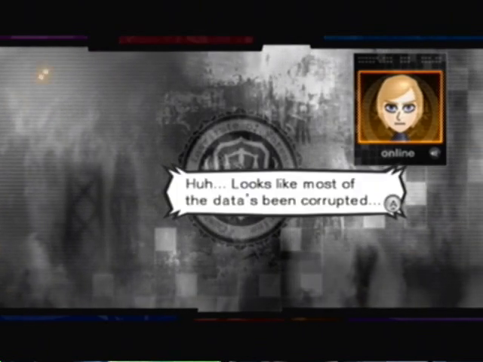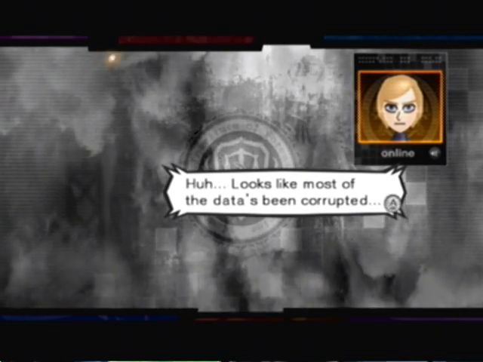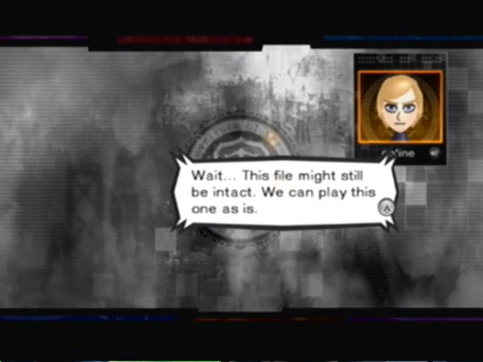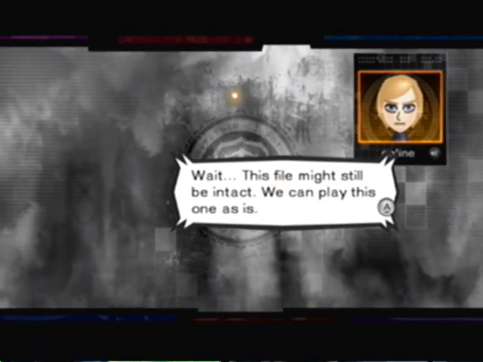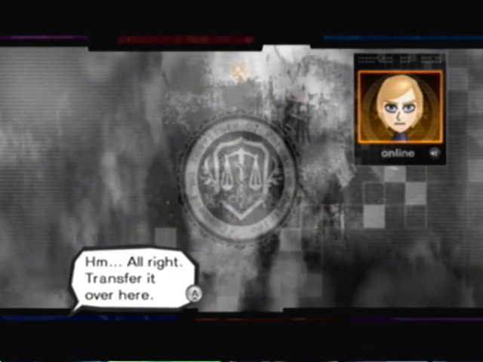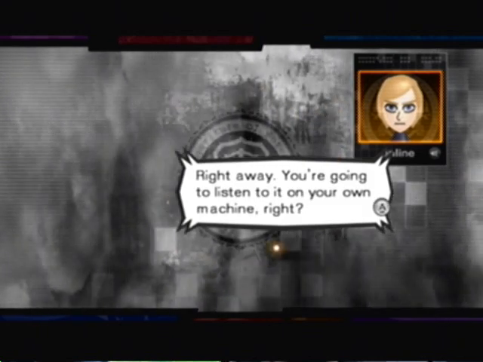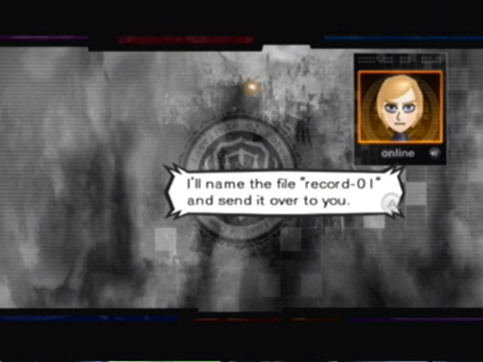Looks like most of the data's been corrupted. Wait, this file might still be intact. We can play this one as is. All right. Transfer it over here. Right away. You're going to listen to it on your own machine, right? I'll name the file Record 01 and send it over to you.